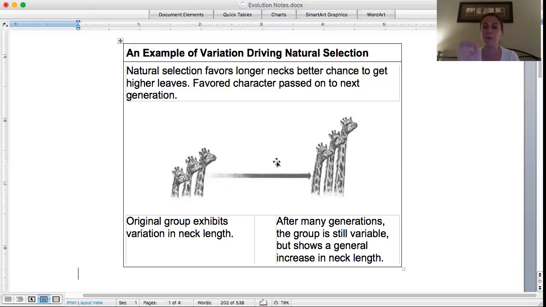But what happens is the giraffes with the longer necks survived and reproduced, and as that happened, their offspring had longer necks, and then the offspring with the longer necks were able to survive and reproduce, and so on and so forth. So it does take a long time for that to happen.